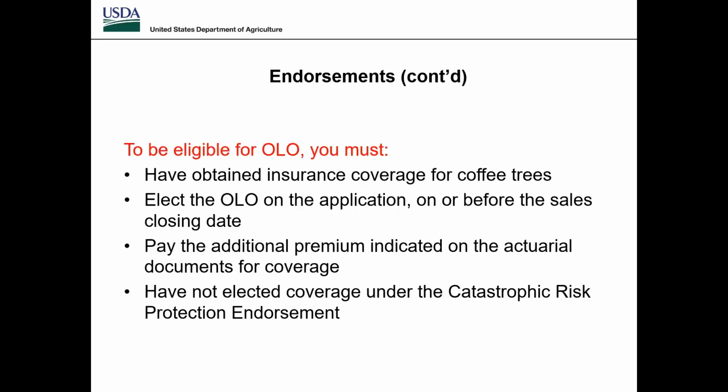To be eligible for OLO, you must have obtained insurance coverage for coffee trees. So that would be the base HTT policy. Then you would elect the OLO on the application on or before sales closing date. You would pay the additional premium indicated on the actuarial documents for coverage. And you must have not elected coverage under the catastrophic risk protection endorsement.